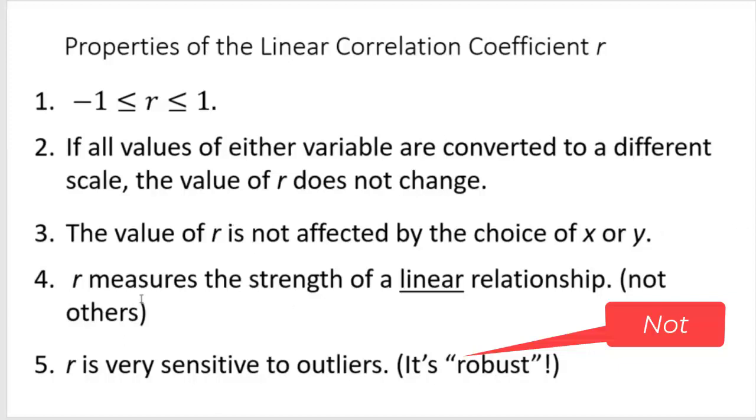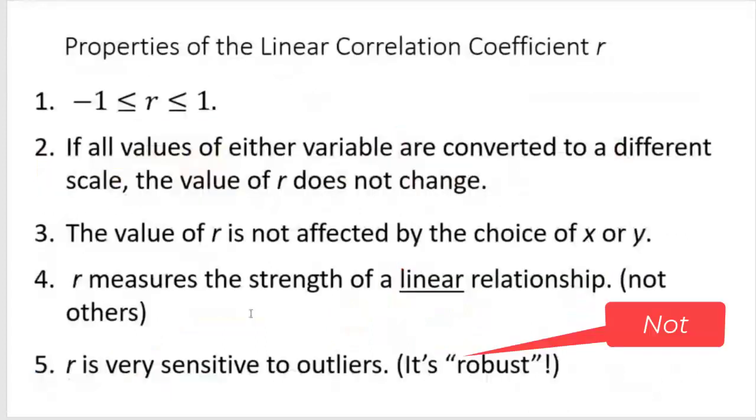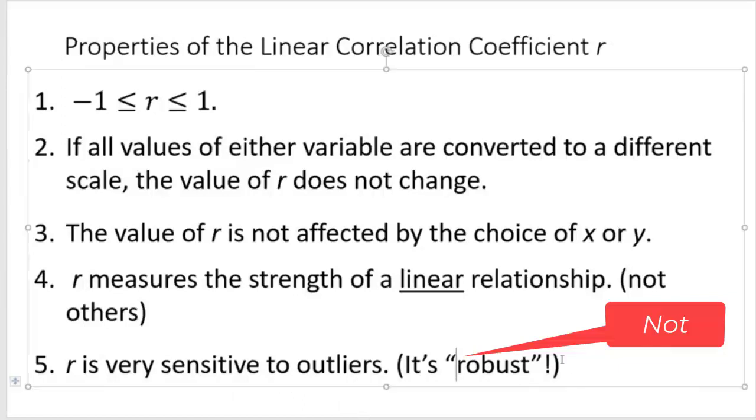Now do keep in mind, R only measures the strength of a linear relationship, not other ones, which means back here this value is really low because this is not truly linear. But if we looked at a measurement for a quadratic regression, we would get a really high value here, but R is not what you use for anything except for straight lines. And it is sensitive to outliers, which this should have said, it's not robust.